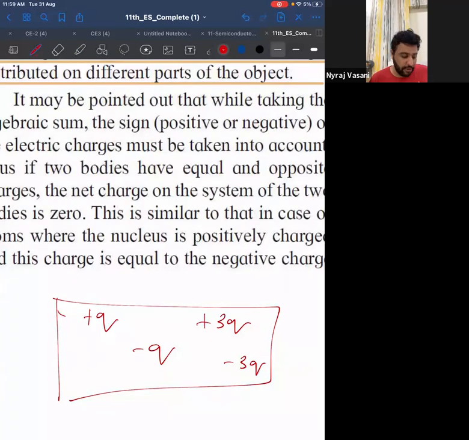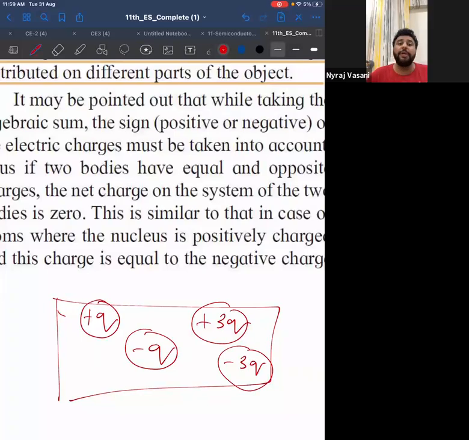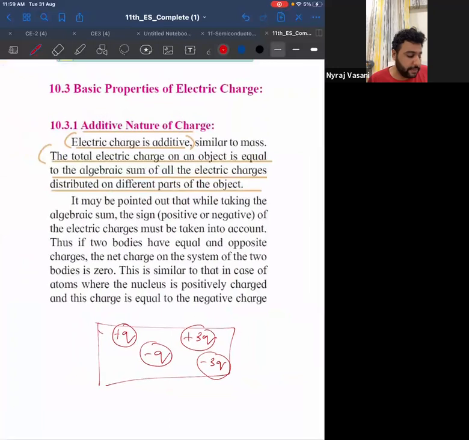How will the answer be 0? Because you did addition. How did you do addition? Plus q, minus q, plus 3q, minus 3q. Therefore, you got the answer 0. Tell me, did you consider the sign while adding and subtracting? Answer is yes. Because if I had not considered the sign, our answer would never come 0. This is the meaning of this particular line.